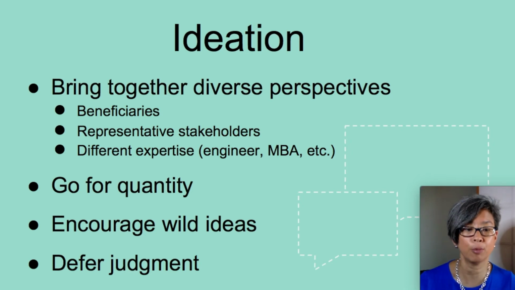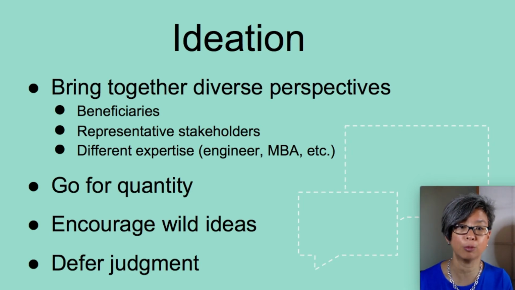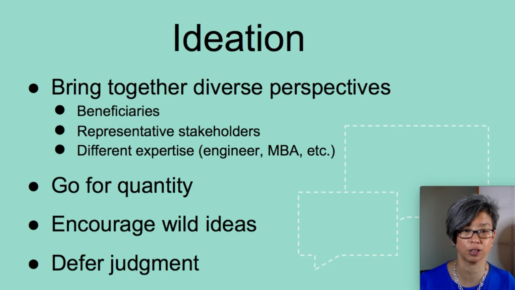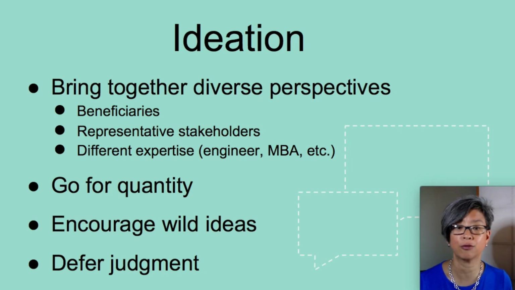So when coming up with an idea, what's most important is that you bring together diverse perspectives. People who have different views of the problem. Think about the blind people feeling different parts of an elephant. Each of them feels a different part, and together they're able to build a picture of what the elephant looks like. In the same way, bring together your beneficiaries, representatives of different important stakeholders in your ecosystem.